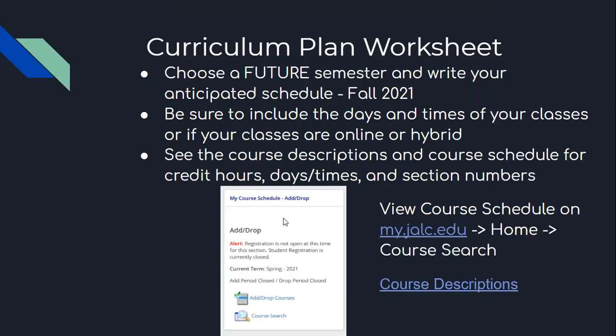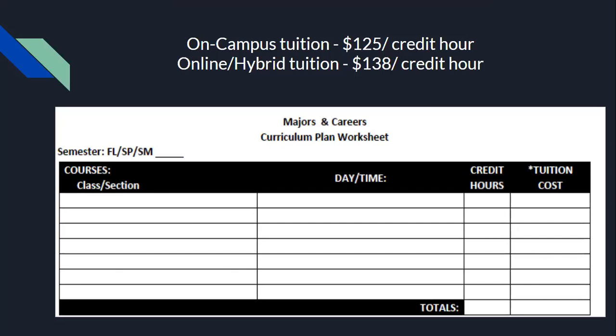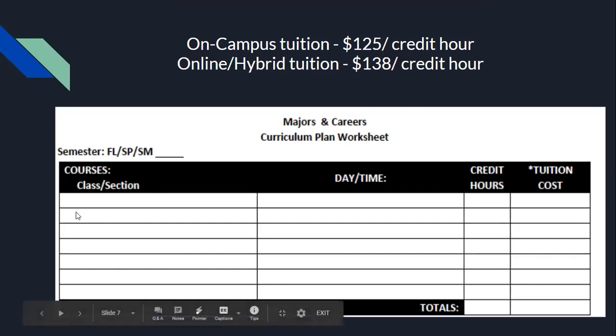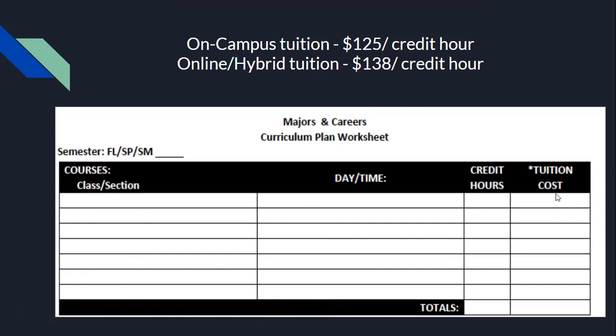So, the curriculum plan worksheet. The first part of the curriculum plan worksheet is to outlay those fall 2021 classes that you have put on your program guide that you plan to take. And here will be the table on the worksheet in which you put those classes: the class, section number, day and time, credit hours, and then you're going to calculate tuition costs for each. So this is where your fall 2021 schedule will be.